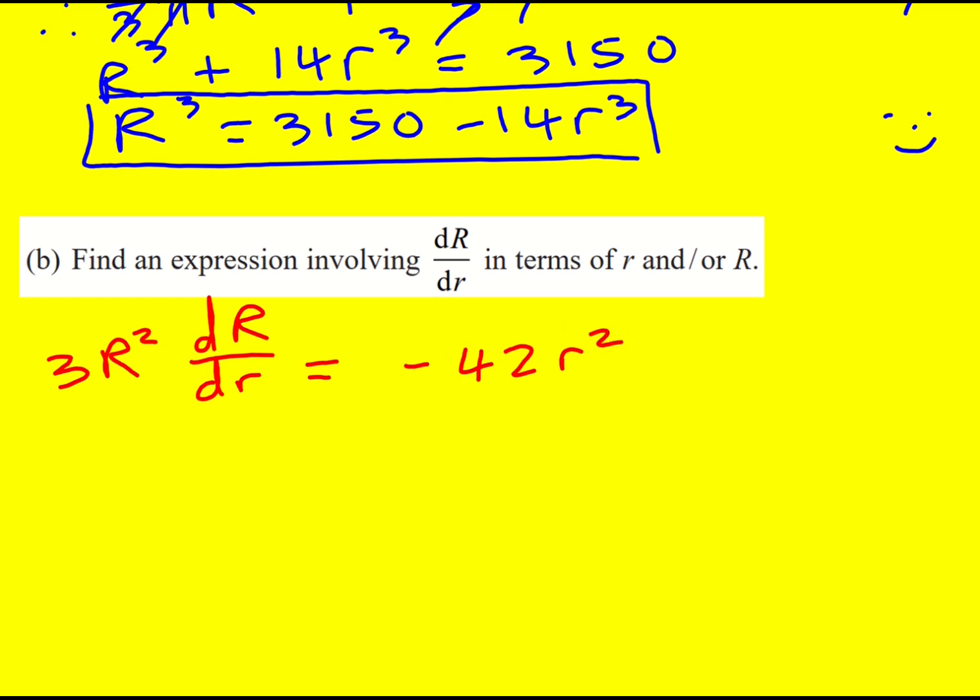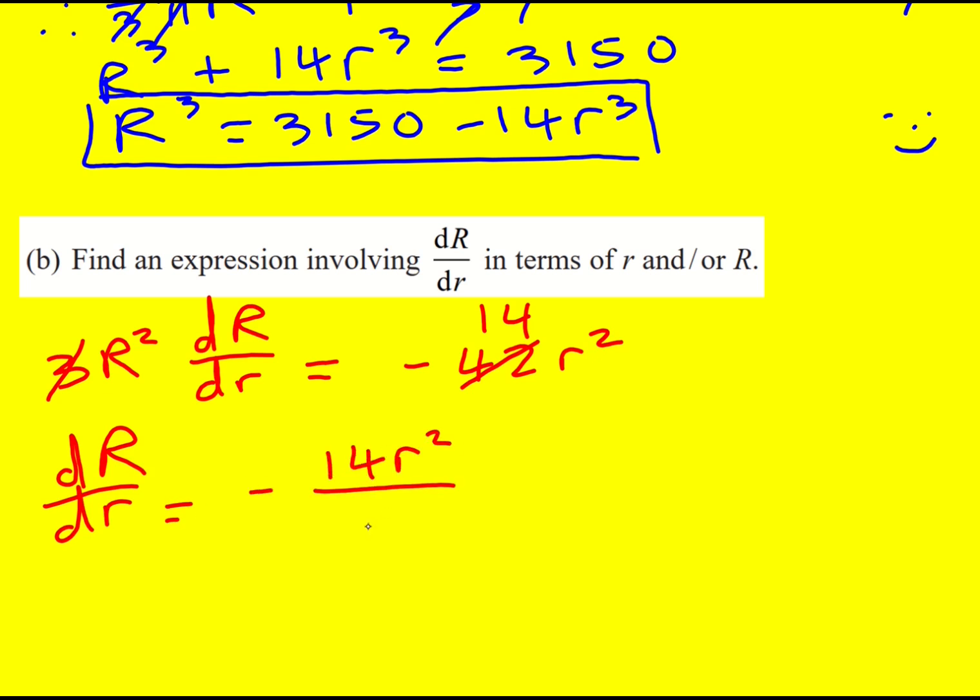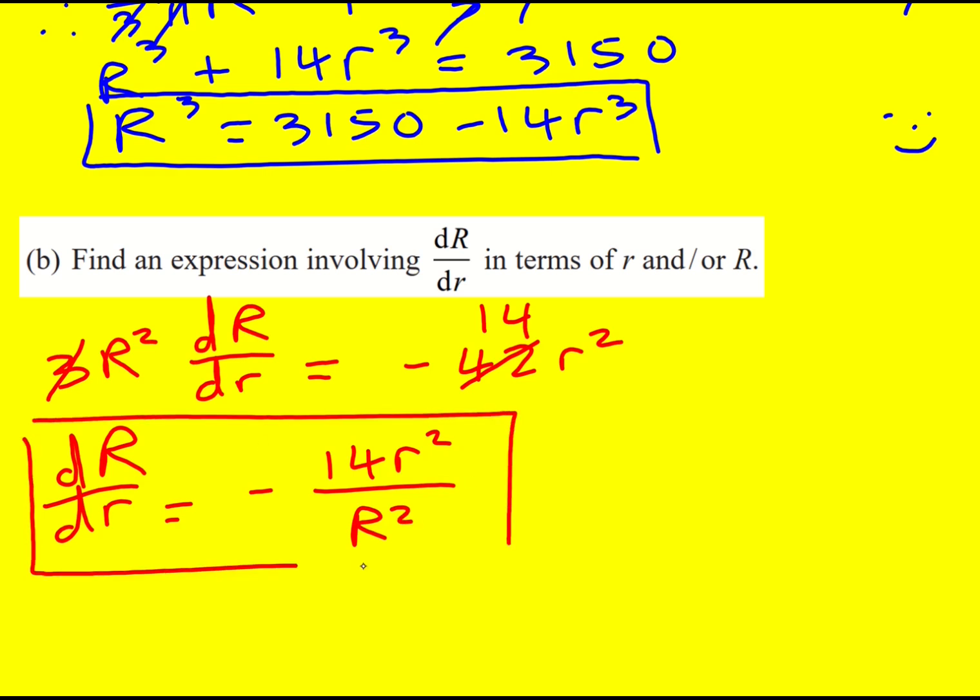You could alternatively make capital R the subject by raising to the power of a third and then use the chain rule, but it's just going to get messy. And this is just such a simpler solution, because now we can divide through by 3 to take us back to 14. And we're going to get minus 14 little r squared over big R squared. And we're done.